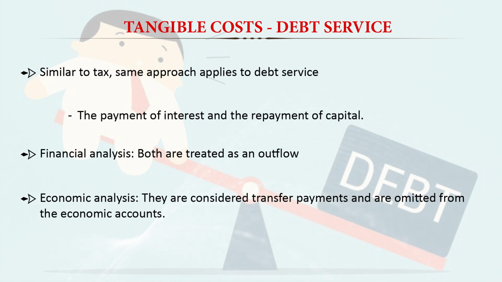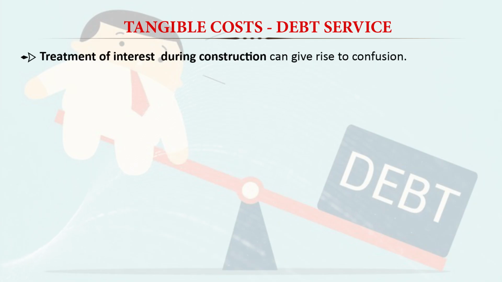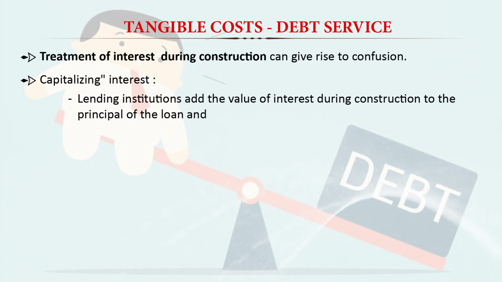And in case of economic analysis, they are considered transfer payments and are omitted from the economic accounts when we do the economic analysis. Again, on debt services, the treatment of interest during the construction gives a kind of confusion about what we should do during the construction period, whether the interest should be part of the cost items or not. So actually what happens is the lending institution capitalizes this interest component as a loan amount. They treat the interest as a principal amount of the loan.